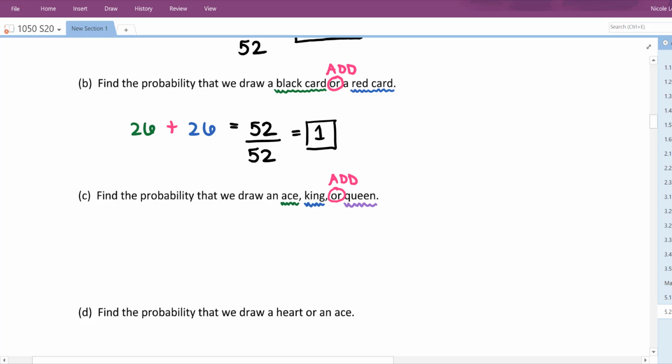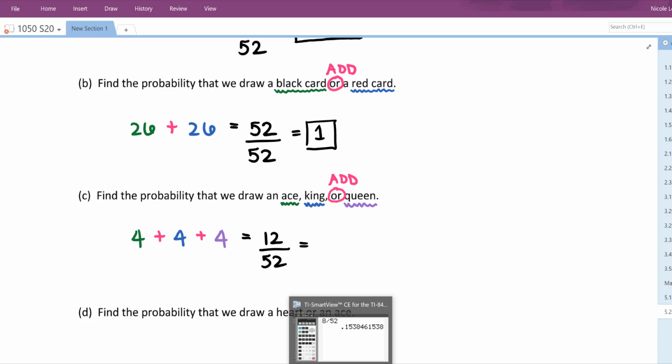Okay, so aces, we have four aces, plus we also have four kings, plus lastly we have our four queens. Okay, so then adding all of that together, we would end up getting 12. But remember, with probabilities, we'll have to divide by the total, which in this case is 52.